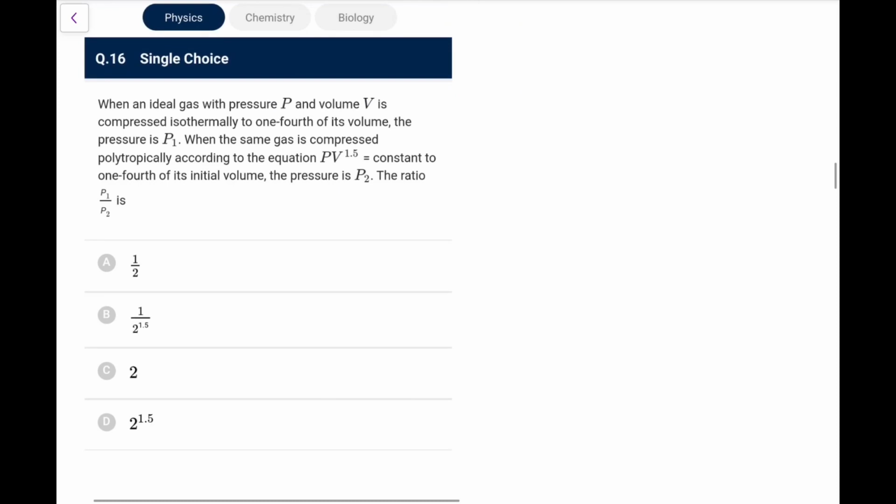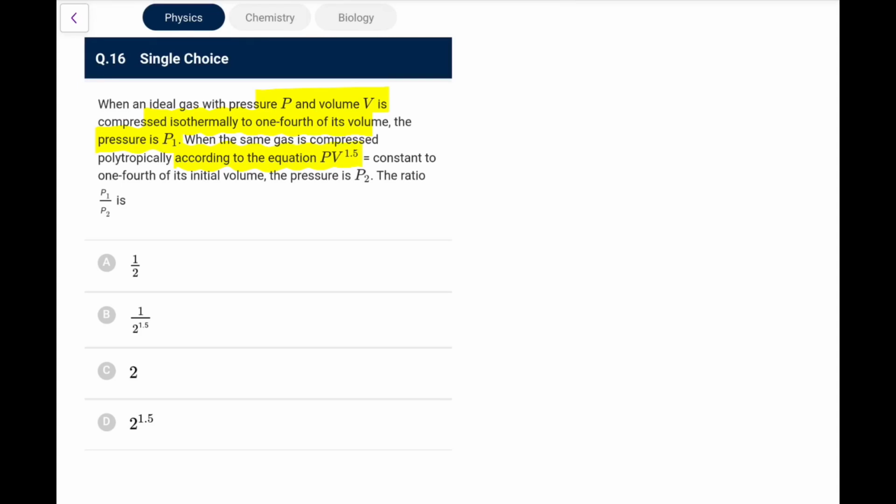Next, when an ideal gas with pressure P and volume V is compressed isothermally to 1/4 its volume, the pressure is P1. When the same gas is compressed polytropically according to the law, PV to the power 1.5 constant, to 1/4 of its initial volume, the pressure is P2. The ratio of P1 by P2 is.